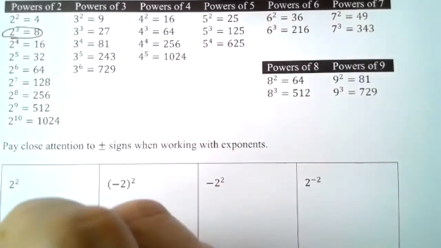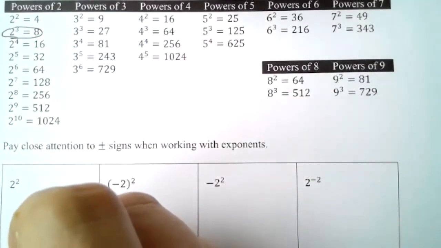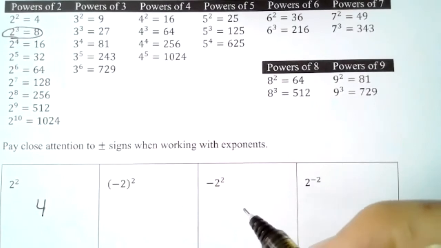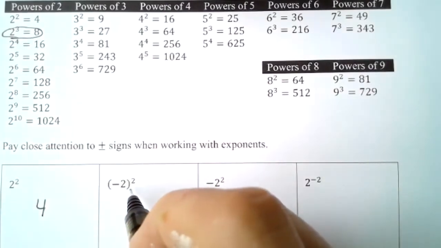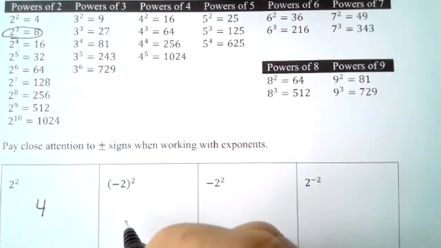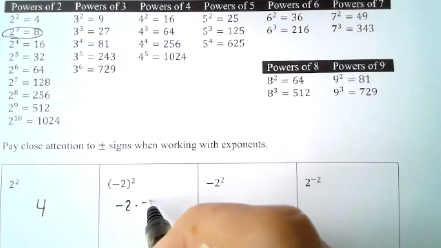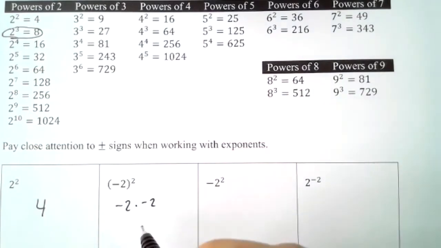Okay, so let's look at this. What's 2 to the 2 power? Bam. All right, what's -2 to the 2 power? So what this would be is -2 times -2. That's going to be +4 also, okay?